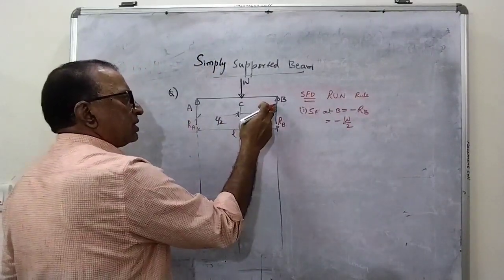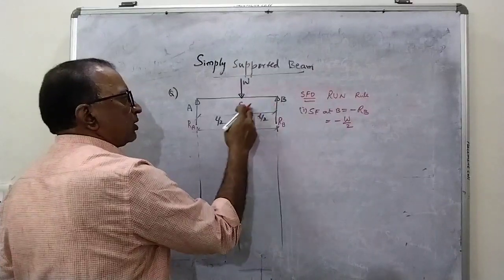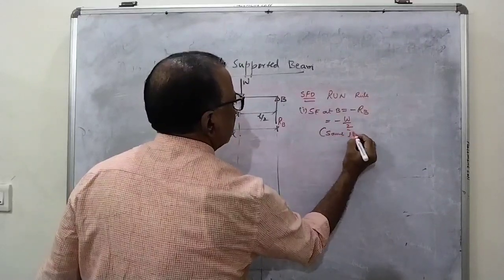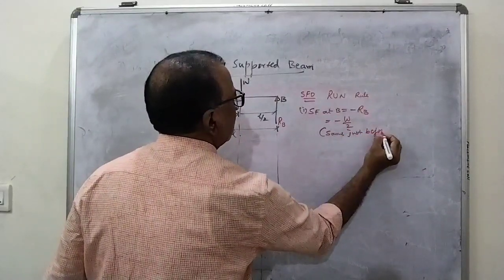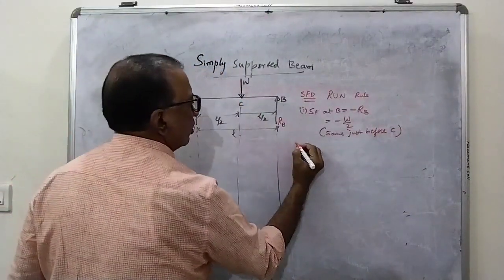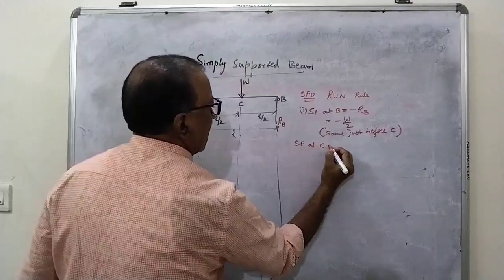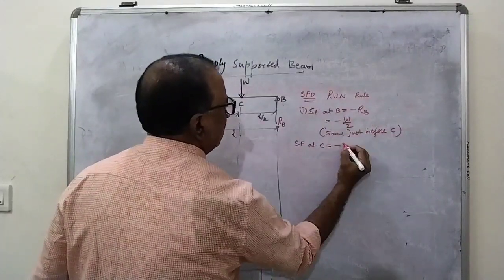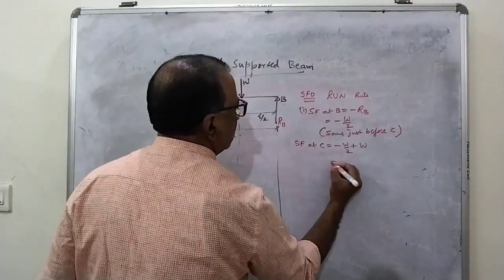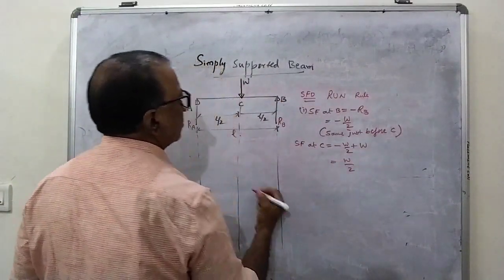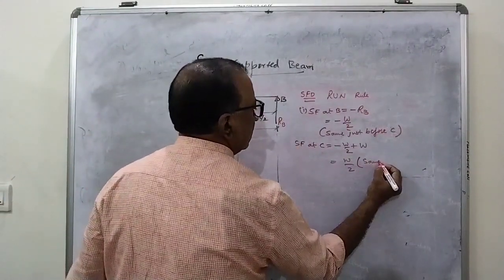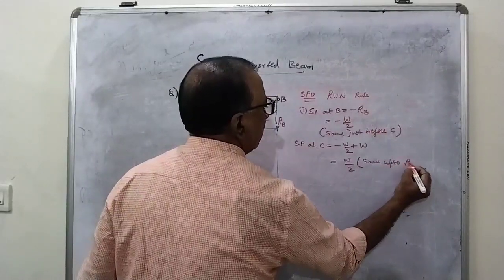And you all know the shear force between any two point loads remains constant. So you can say this is the same just before C. Why? Because at C there is a point load. So the second point is shear force at C is equal to the earlier value, minus W by 2. There is a downward load here, so it is automatically positive. This is equal to plus W by 2. Is there any load? There is no load up to A. So you can say same up to A.